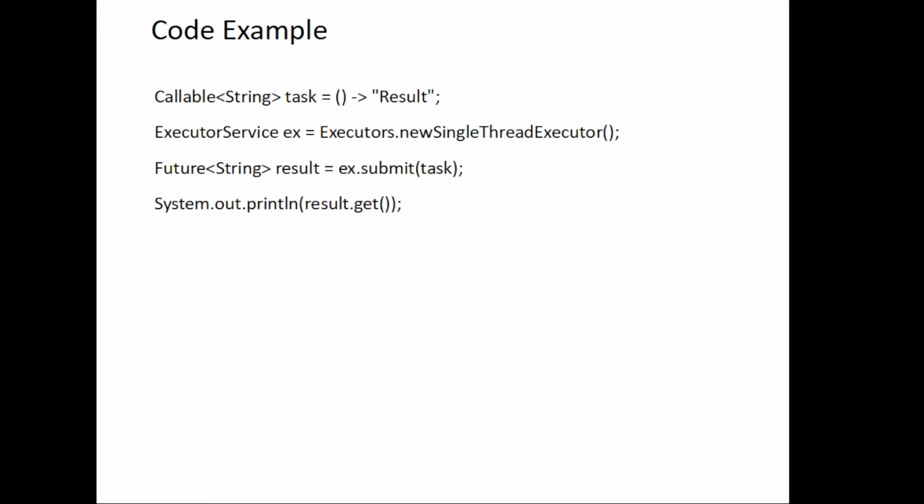Let's see an example. We define a Callable of String that returns a string, and we use ExecutorService to submit the task, and it returns a Future which acts like a placeholder for the result, and result.get blocks until the result is available. And if we had used Runnable, there would be no return value and we would have to manually store output somewhere shared. In real world use cases, use Callable when doing parallel computation like downloading files or calculating scores, and use Runnable for fire and forget tasks like sending emails or background logging.